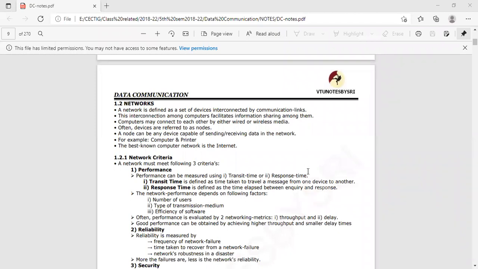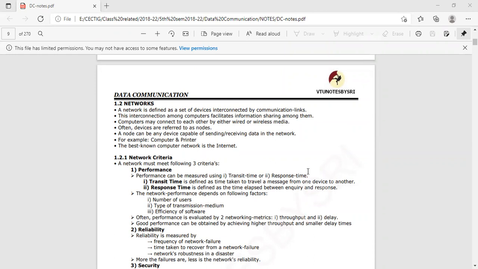If it is wired, then it will be very fast. If it is wireless, then it will take more time, because wired is a connection that knows its path. So a wired connection always has a good or fast speed, but in wireless it will differ slightly. This is called the type of transmission medium. And efficiency of the software means whatever OS or software is installed in the networking sector.